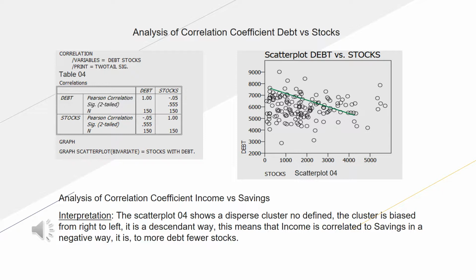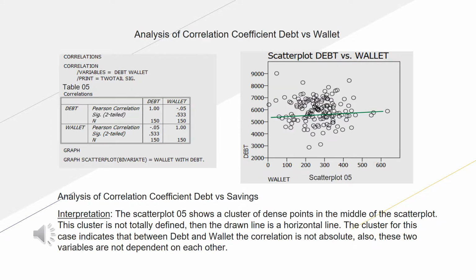Analysis of correlation coefficient: debt versus stocks. Interpretation. Scatter plot 04 shows a dispersed cluster, not defined. The cluster is biased from right to left. It is a descending way. This means that debt is correlated to stocks in a negative way. That is, the more debt, the fewer stocks.